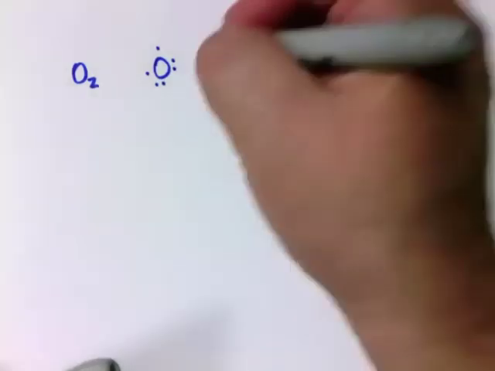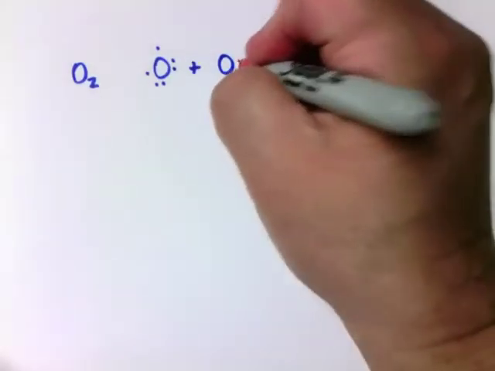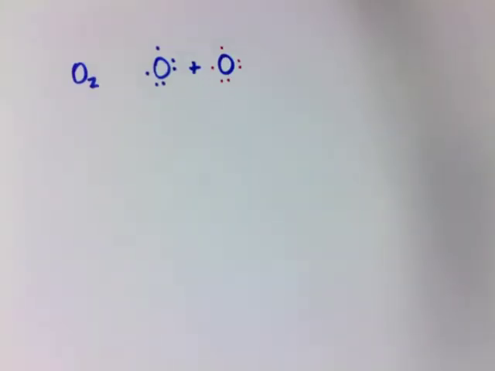Let's consider another diatomic element. This time, let's consider O2. Oxygen has 6 valence electrons, and so it's deficient 2 electrons from achieving an octet.